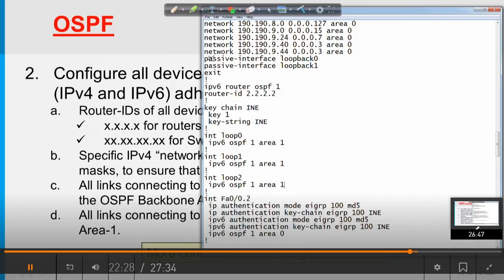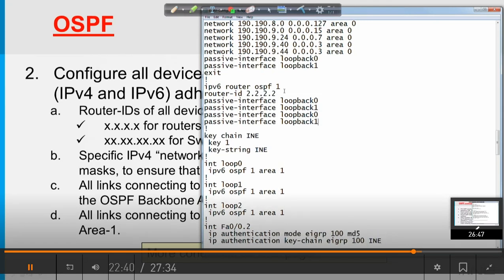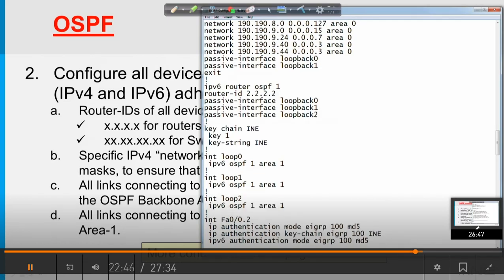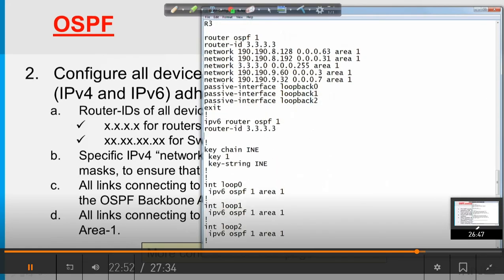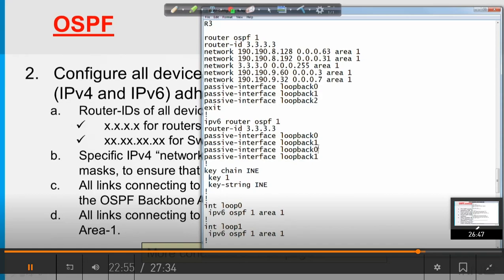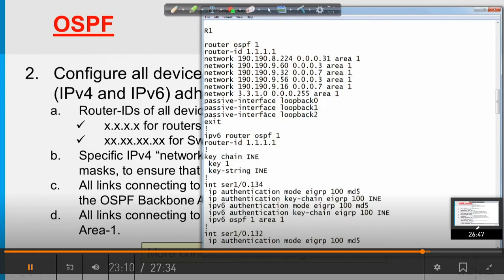Okay, and I want to make sure I do passive interface on these routers. So this guy right here, have him do passive interface. Okay, and let's go back to router 3 and do passive interface for him. And router 2, make sure that he's got a passive interface command. Yes, so 2, 3, and what about 1? Is this router 1? Yes.